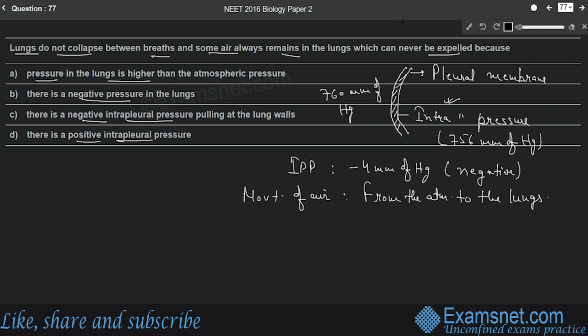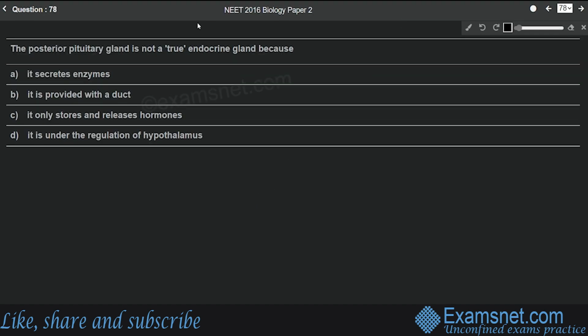Okay, and this amount of air will always remain in the lungs whether the process is inspiration or expiration. Therefore, the correct answer will be option number C. There is a negative intrapleural pressure pulling at the lung walls.